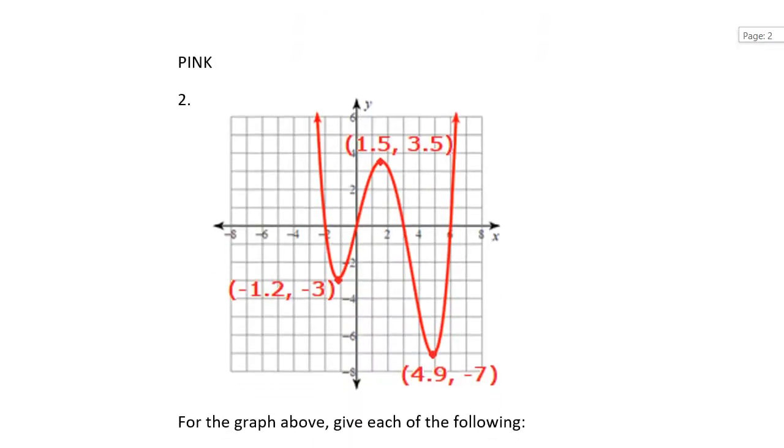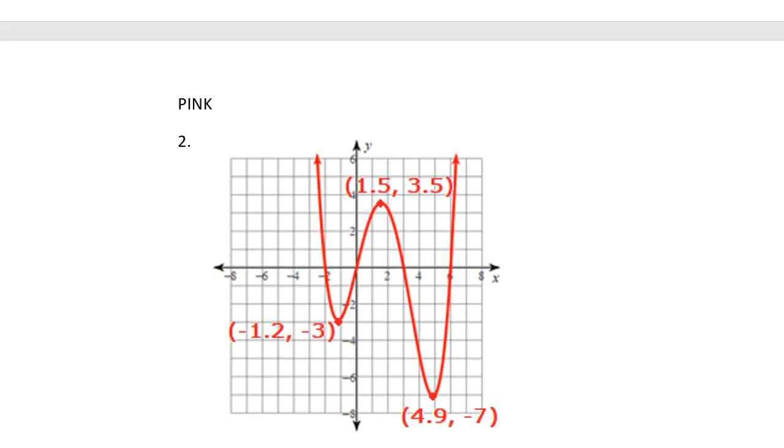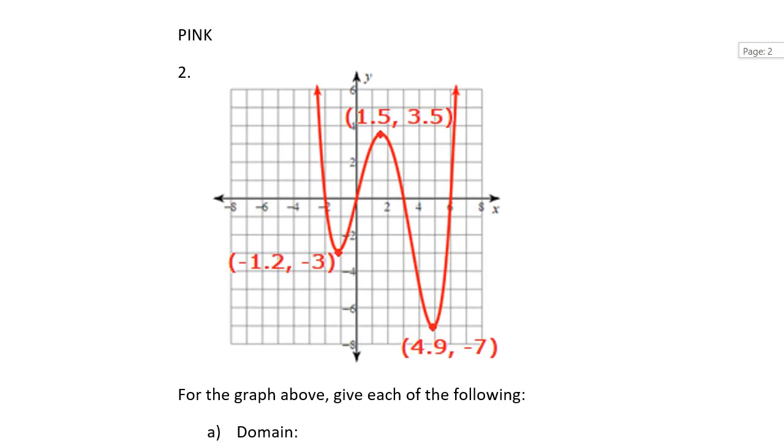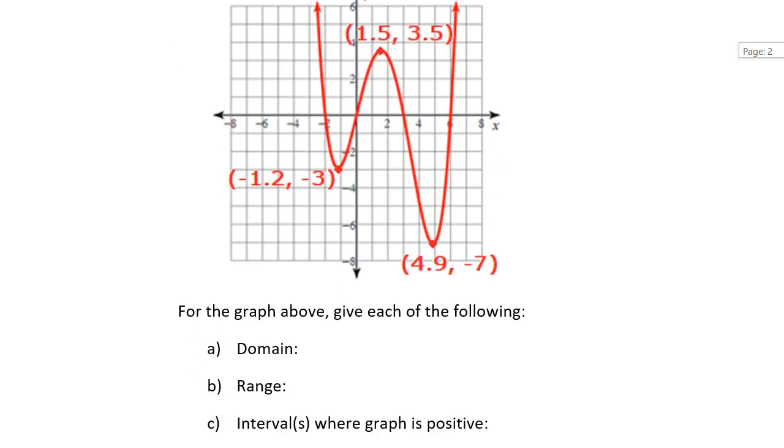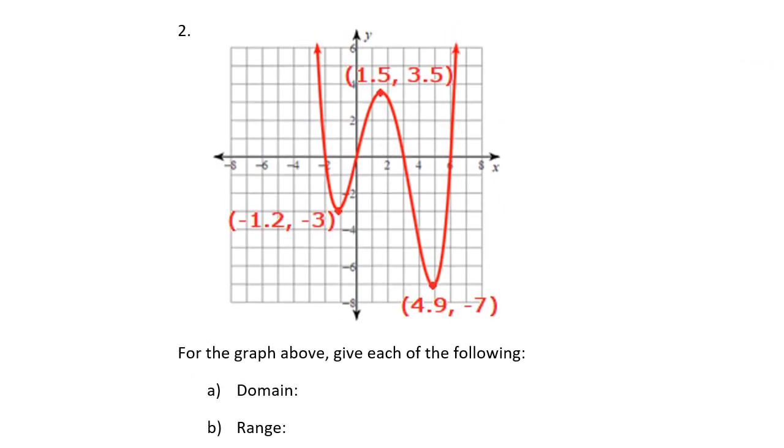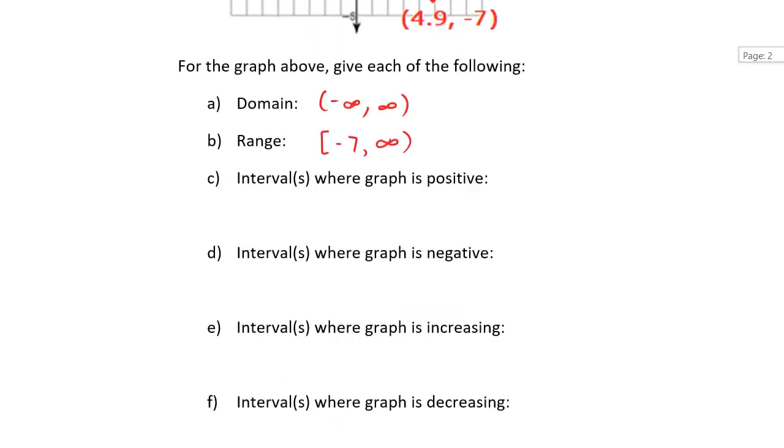All right, let's look at the back side of your pink part of the review. So on the back side, it's pretty much the same exact problem, just a different graph. And so for this one, we can see that the domain is going to be just like the previous one. It's going to go from negative infinity to infinity, but the range is different because it doesn't go all the way down to negative infinity. It has a lowest point. The lowest point is negative 7. So we're going to say it starts at negative 7 and it goes up to infinity. So that would be your domain and range.